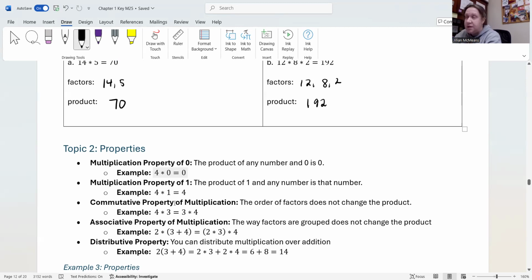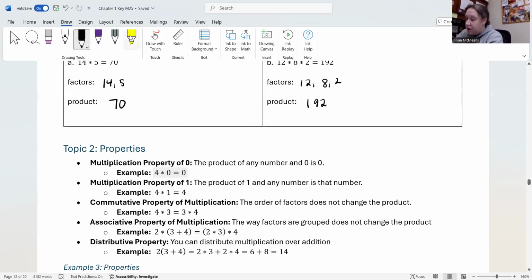The multiplication property of 1. Again, this is another one where it's pretty obvious. We know what we're talking about. We understand why it works. We're just giving it a name. So the multiplication property of 1 states that the product of any number and 1 is just that number. So you multiply any number on the planet by 1, you just get that number back.